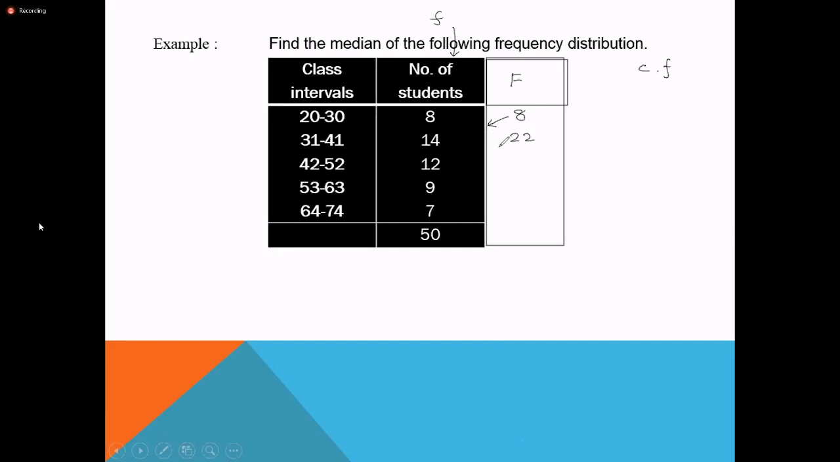Then get the up to total for the third class interval. 22 plus 12, then that is 34. Then get the addition of this one to the next class frequency. 34 plus 9, then it is 43. Then 43 plus 7, that is 50.